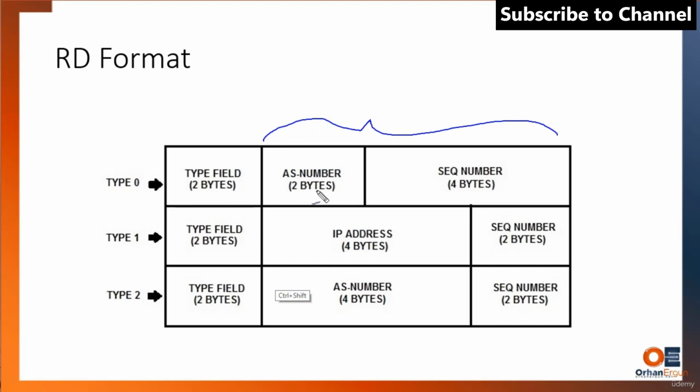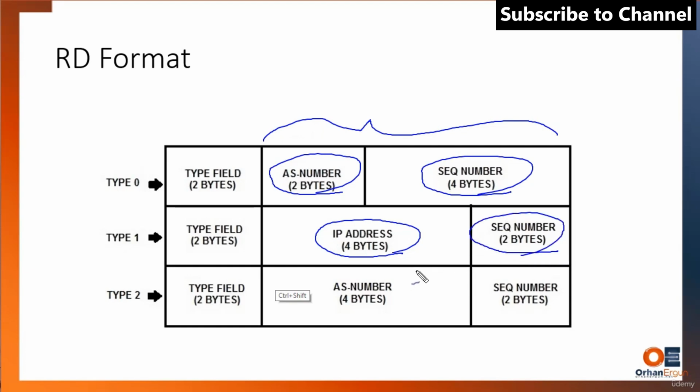Like I said, we can have an AS number in the beginning and then assign a 4-byte sequence number to the end. This is type 0. We can have an IP address like a router ID, for example, in the beginning and then add a sequence number to the end. Or we can have an AS number in the beginning with 4 bytes, of course, and then a sequence number in the end.